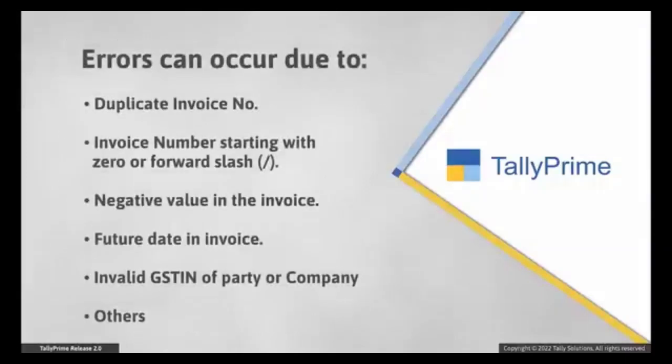Errors in e-invoicing can occur due to reasons such as use of a duplicate invoice number or an invoice number starting with 0, a negative value in the invoice, or a future dated invoice. An error also occurs when the GSTIN of the party or company is invalid due to incorrect format, presence of special characters, or other such reasons.